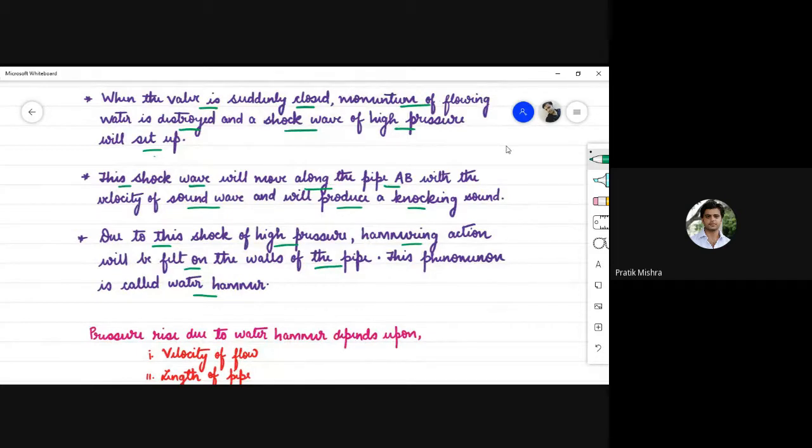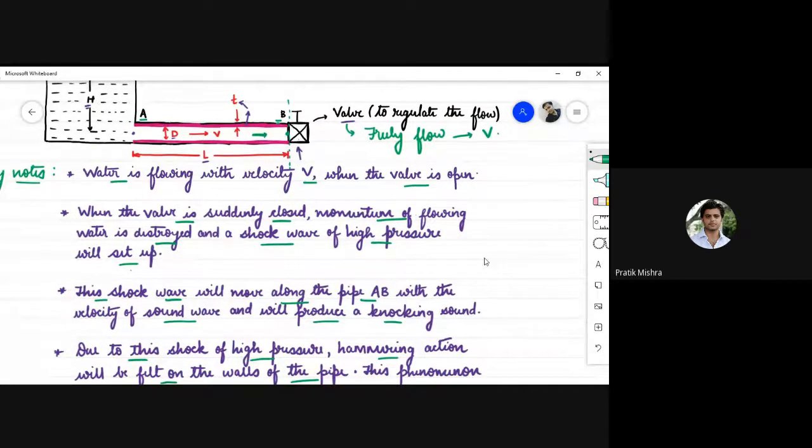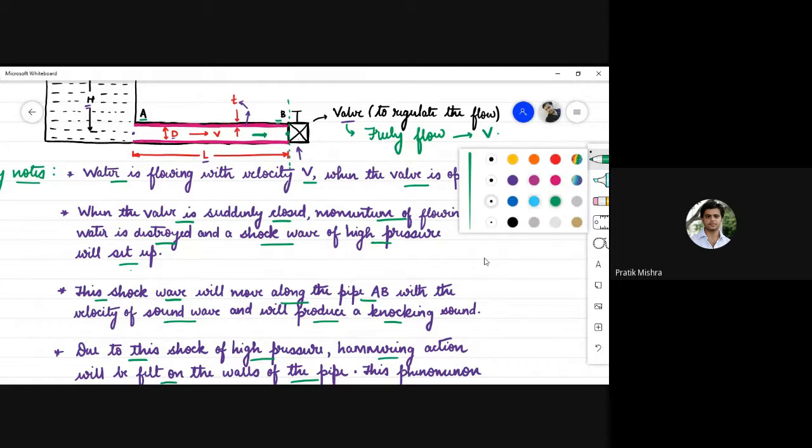Water hammer is caused because of the sudden closure of the valve, or I should say due to closure of the valve, a shock wave of water is generated, or the shock wave of the flowing fluid is generated. Due to the shock wave, a heavy pressure head is created inside the pipe length AB. This heavy pressure head has a hammering effect on the sides of the pipe, and this phenomenon is known as water hammer. Okay.